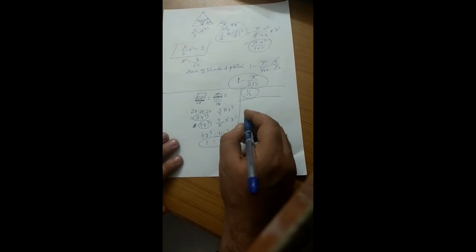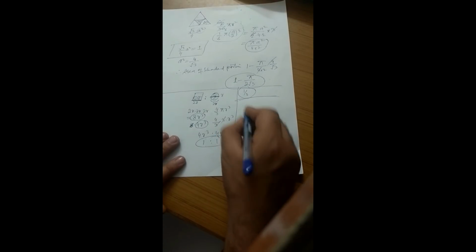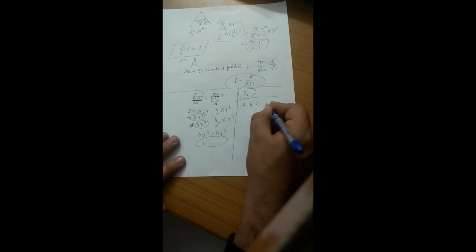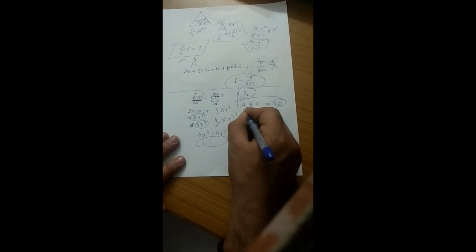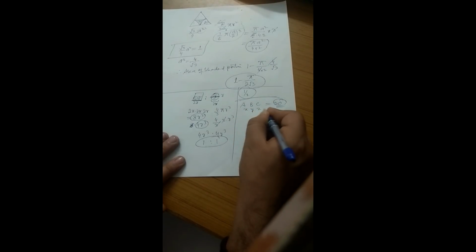So another question that we'll discuss is that the average age of A, B and C is given as 30. The average age of A, B, C is given as X, Y and Z, which is equal to 30.